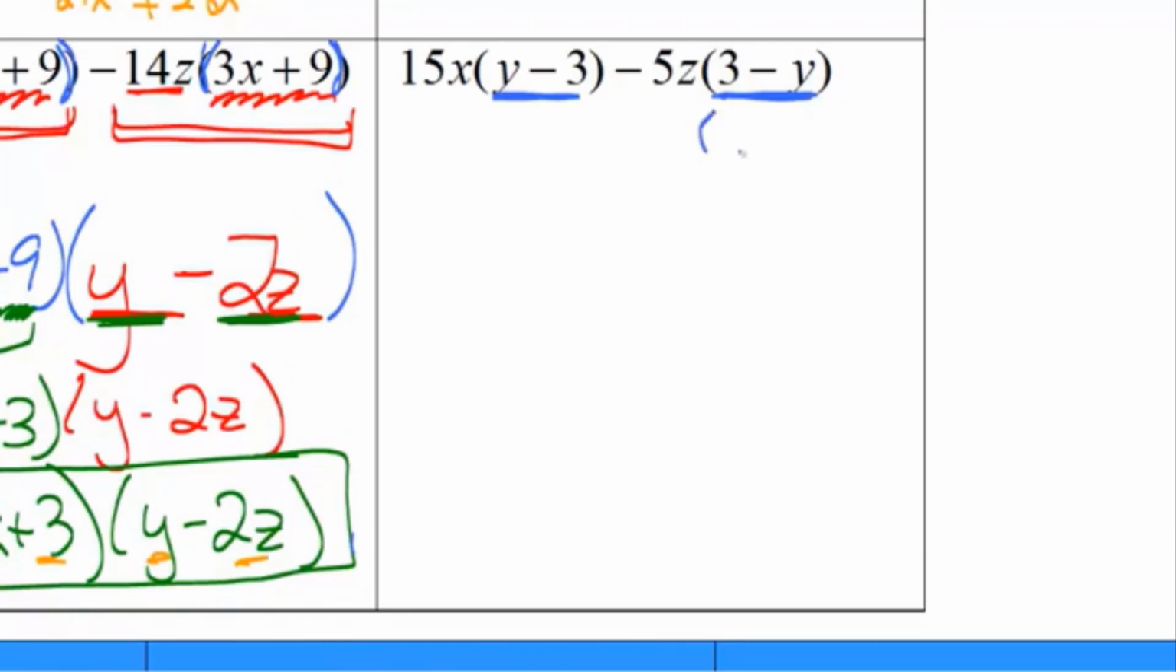The way I like to deal with this problem is, if the y is in front in the first term, but it's in the back in the second term, rearrange one of the terms so that the y's are in the front and the numbers are in the back. This is going to help us factor things out a little bit easier.